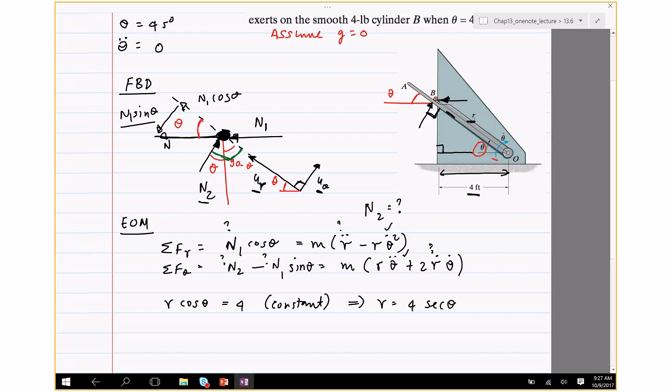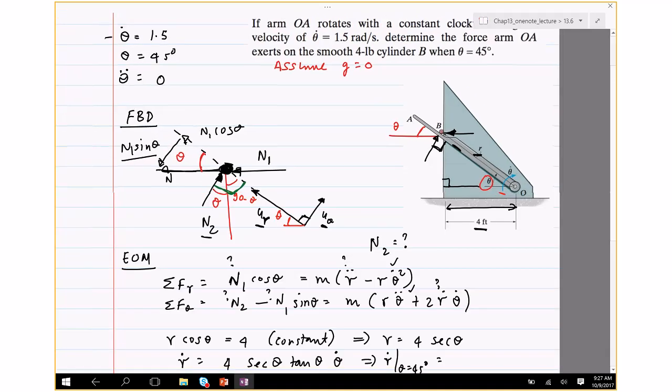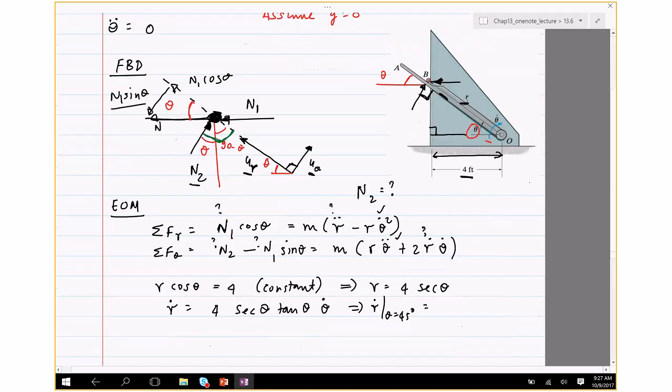Then I need to find r dot. So I need to find the derivative of secant, that is secant theta tan theta, I think. Is that right? Yeah. Okay. So at theta equals 45 degrees, if I put theta equals 45 and theta dot is 1.5, I get 8.485.